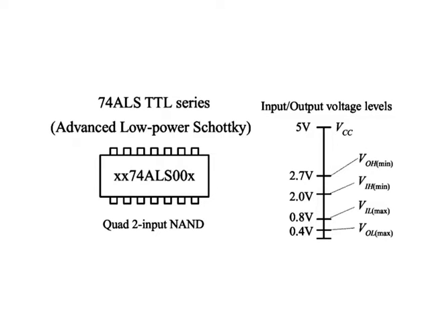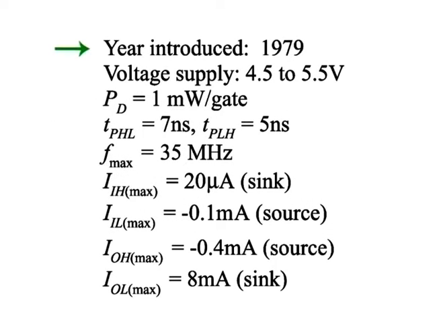The 74ALS TTL series is a further improvement of the 74LS series with less propagation delay and power dissipation, thus rapidly replacing the 74 and 74LS series. It was introduced in the year 1979 with the following parameters.